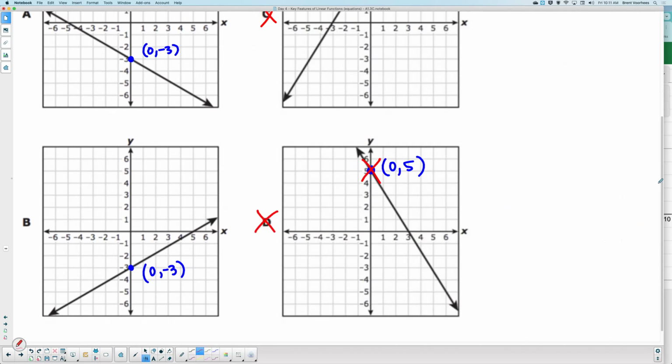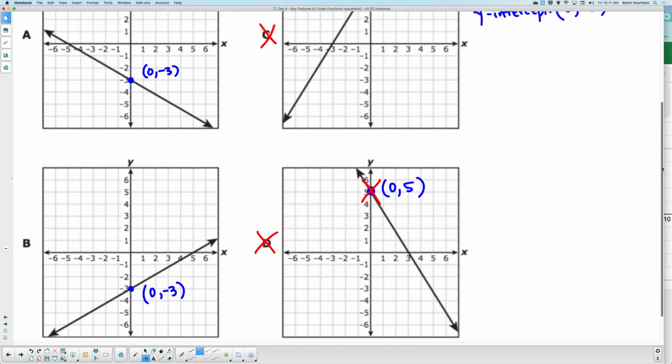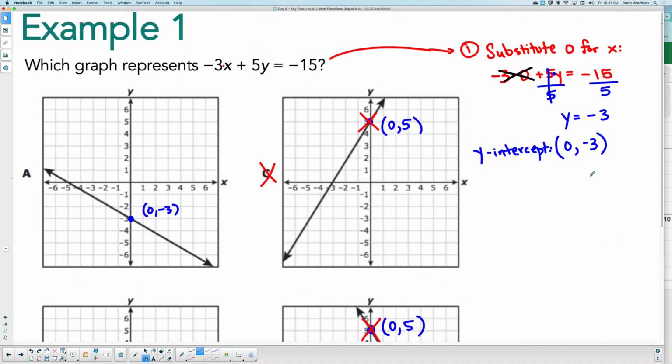Everybody following how I'm doing this? Okay, so now we got to go do step 2. So step 2, if step 1 was to substitute 0 in for x, step 2 is you substitute 0 in for y.